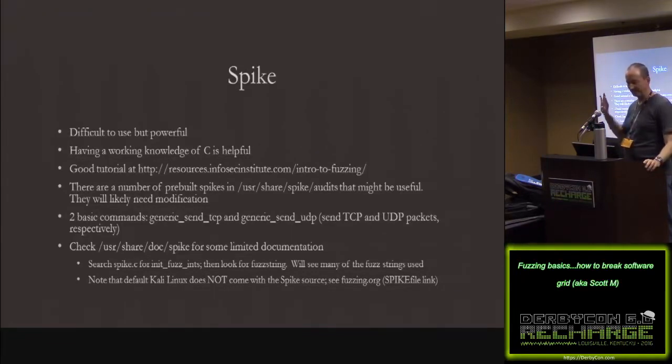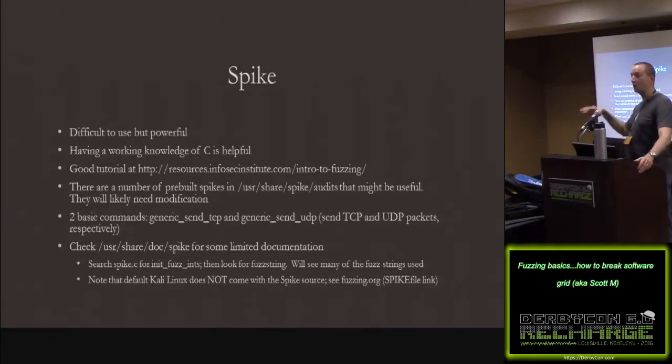It's got some admittedly weak documentation in /usr/share/doc/spike, but the best way to learn Spike and to really know what it does, assuming you've got a reasonable knowledge of C, is to just look at the code. You can search spike.c for the init fuzz ints, and then look for fuzz string, and you'll see the fuzz strings that are used.